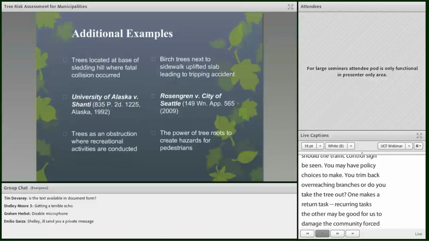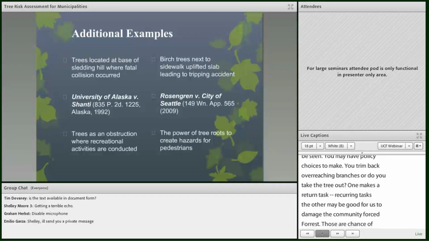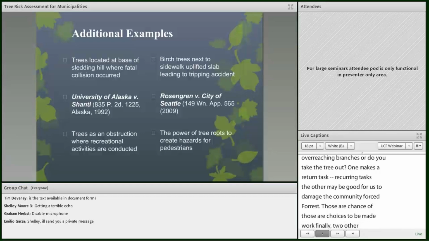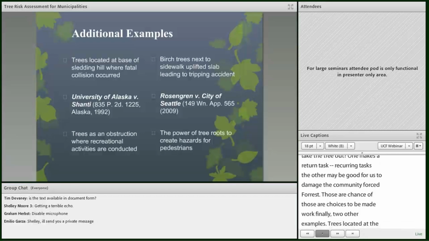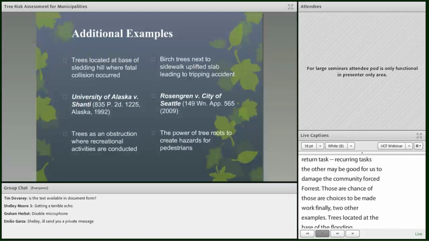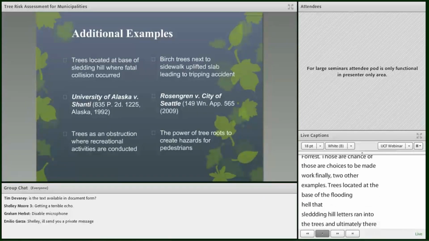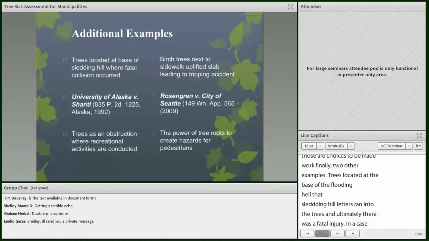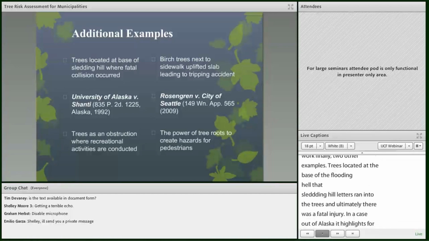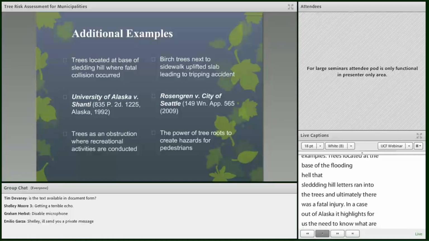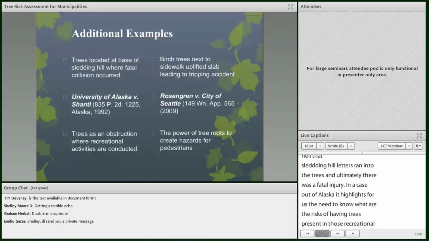And then finally, two other examples. Trees located at the base of a sledding hill: sledders used the hill and ran into the trees. Ultimately, there was a fatal injury. This case, out of Alaska, highlights for us the need to know what the risks are of having trees present in those recreational settings, and secondly, when you're defending a case, whether there are recreational immunity statutes.